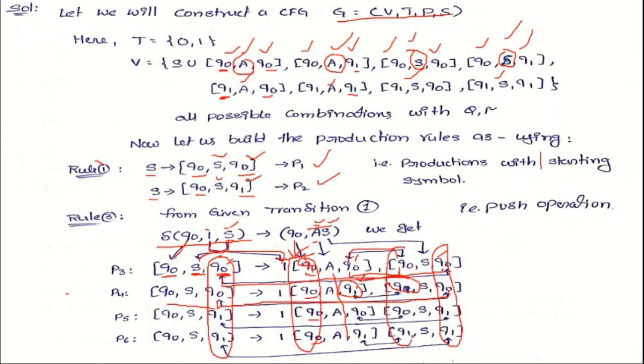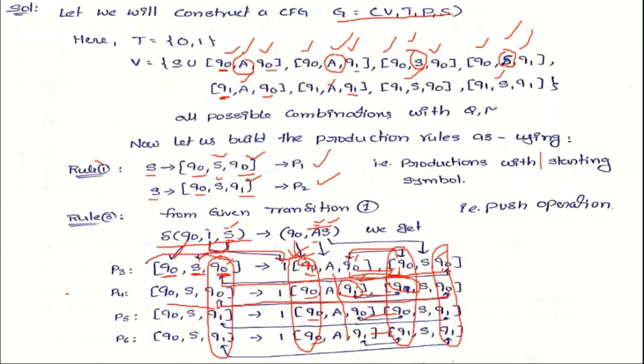So these two must be common. Whatever the state here, the same state follows. Here also the same state. Here also the same state. So in this manner, the possible combinations are: Q0 is the current state, top of the stack is S, next state is Q0.